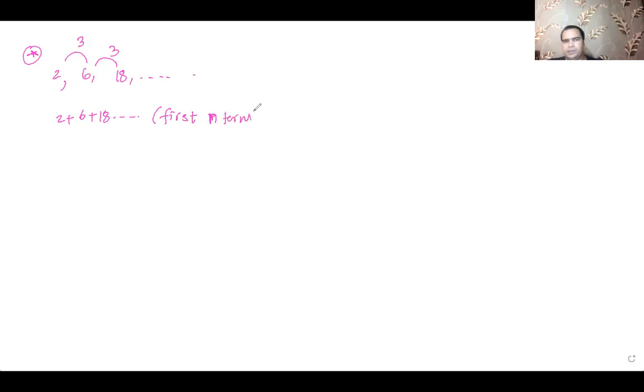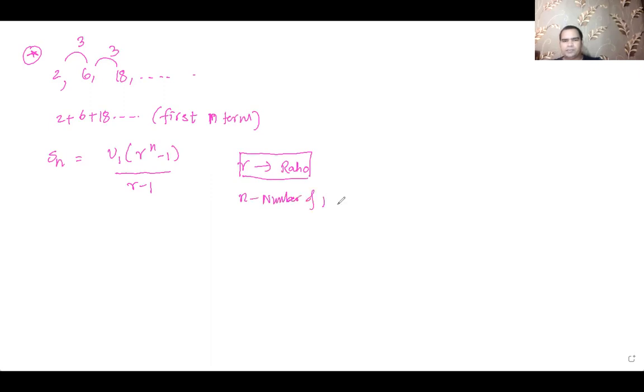first n terms. So when we add up the first n terms, the specific formula that we use in the DP is Sn, which is to show the sum of the first n terms, is given by u1 times r to the power n minus 1 over r minus 1. So here r is nothing but the ratio. So r is the ratio of the sequence. And n is the number of terms being added.